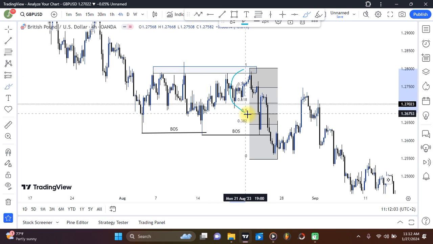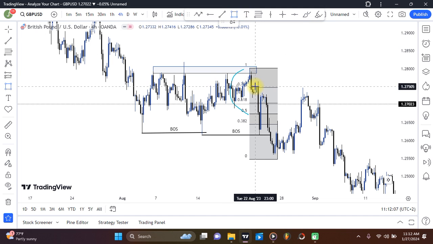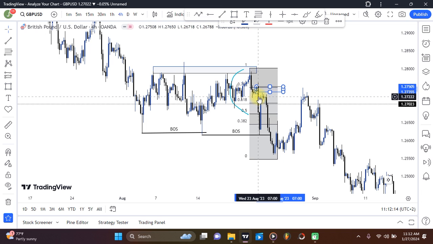This is our premium area, and as you can see in our premium area, we have this clean order block over here. We have this clean order block here. As you can see, there's an order block, and then there's some sort of an imbalance that needs to be filled. So this is a very good trading zone.